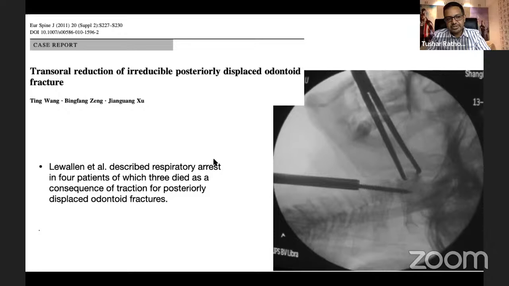But the most important take-home message from this particular paper, and the literature is pretty clear, is that there is a lot of respiratory arrest if you give untoward traction. These patients can have a very good outcome because, as sir said, the C1-C2 space is quite roomy. You reduce, you fix, the C1-C2 fusion works fantastically well. So one has to be very careful while giving traction in these kinds of cases. And once you get a reduction, the outcome can be better.